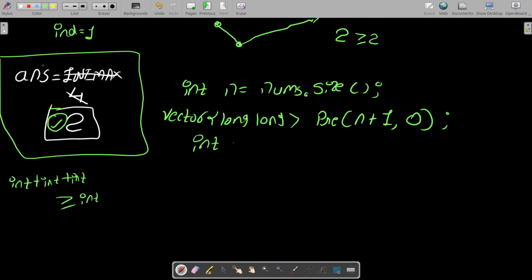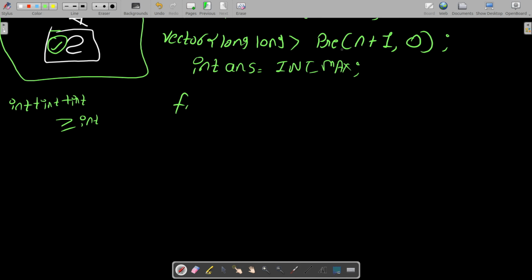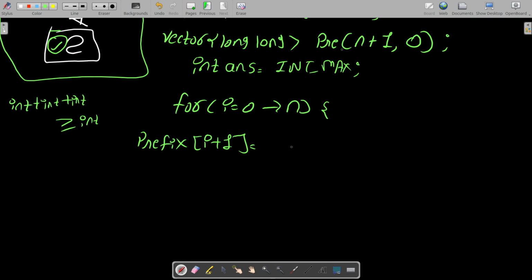We would take answer as int max because we want the minimum answer, so we take the highest, then we would find the minimum. Then normally we would find our prefix sum easily. So prefix sum of i plus 1. Don't be confused about why we are taking the i plus 1, you should know now what is the condition we are taking here.